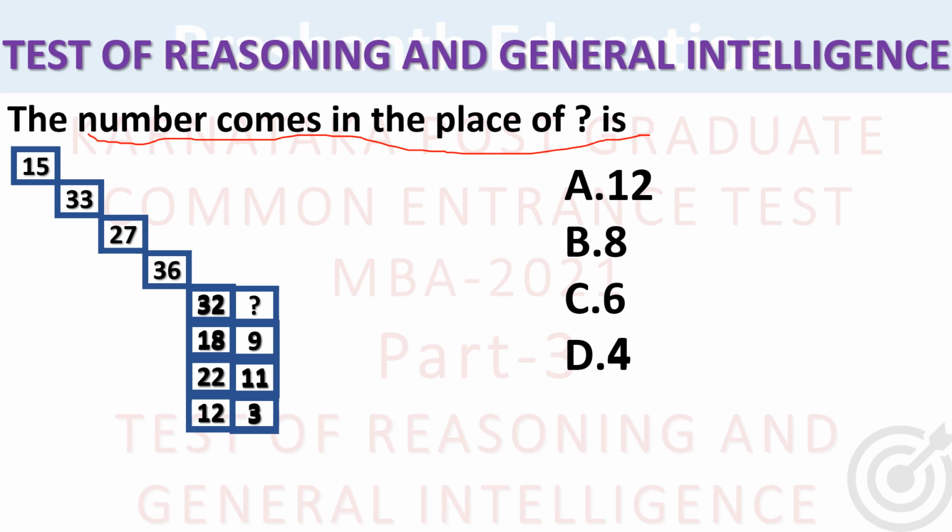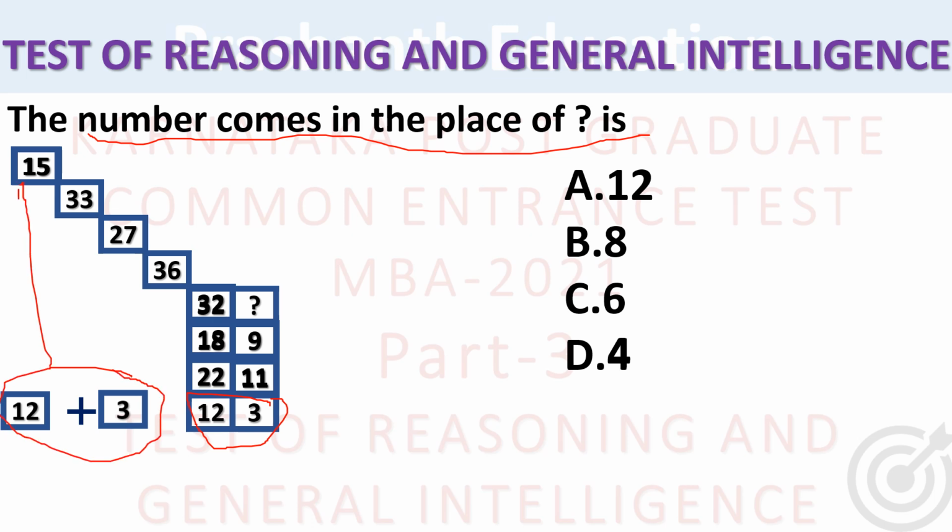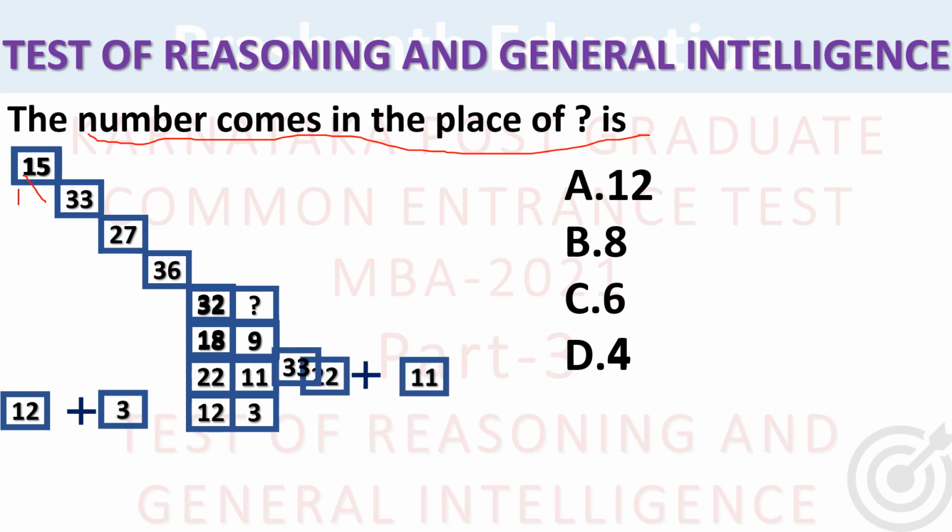Now take the last two numbers, 12 and 3. 12 plus 3 is 15, which is related to this. So if you add these two together, we get this number. Similarly, let's do it for the next number and see whether it works. 22 plus 11 is 33, so 33 is related to this. So we got the series and how to do it.